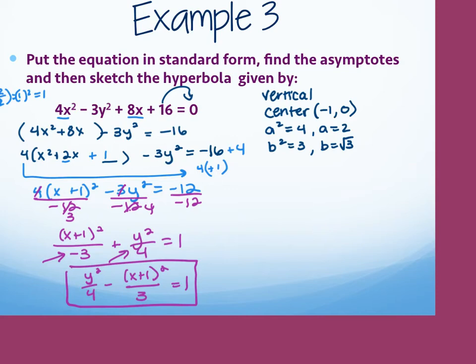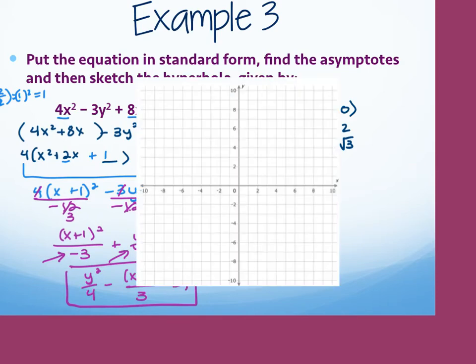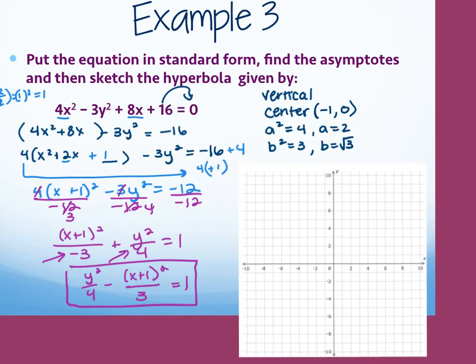Now let's graph what we can. Center at negative 1, 0. I'm going up and down the a this time. So up 2, down 2, right and left the b. Now b is root 3, which is pretty close to root 2. So let's say this is like a 1.8. We're going to totally approximate that though.